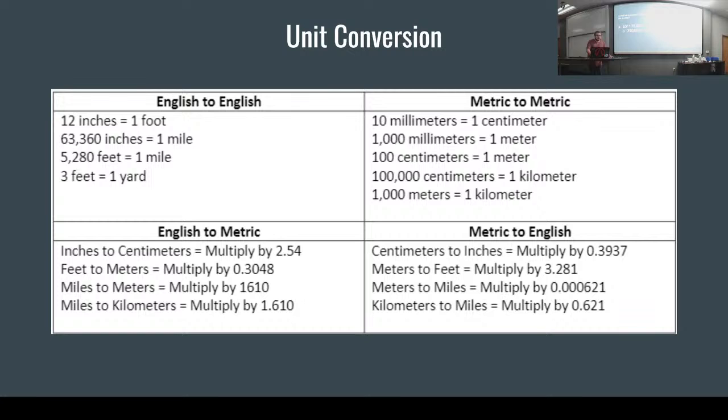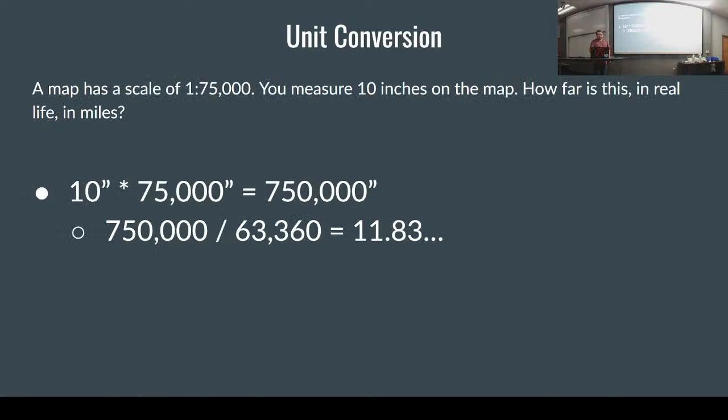But then we want to convert that into miles. So if we go back to our handy dandy chart back here, we can see that there are 63,360 inches in 1 mile. So that means all we have to do to convert it into miles is divide 750,000 by 63,360, and then you can get your miles, which is 11 miles, almost 12, but it's 11.83 miles.